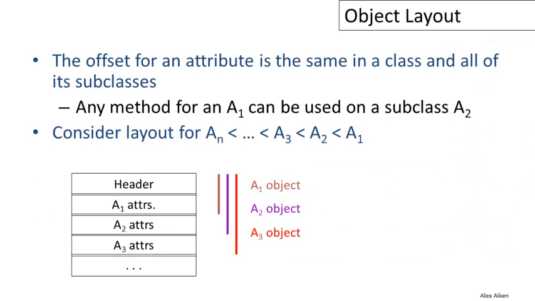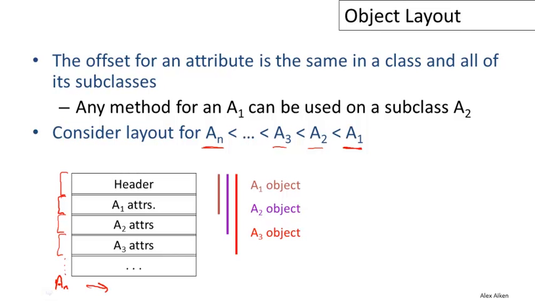So more generally, if we have a chain of inheritance relationships, let's say we have a base class A1, and A2 inherits from A1, and A3 inherits from A2, and so on, with some class AN inheriting at the bottom of this chain after some long sequence of other intermediate subclasses. What is the layout of all these classes going to look like? Well, there's going to be a header, the 3-word header, and that will be followed by A1's attributes, and then followed by A2's attributes, followed by A3's attributes, and so on, all the way down to AN's attributes.